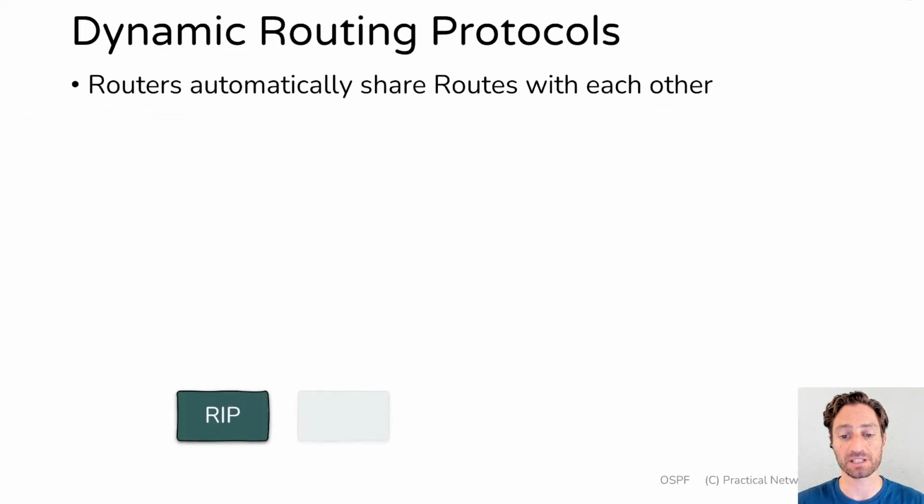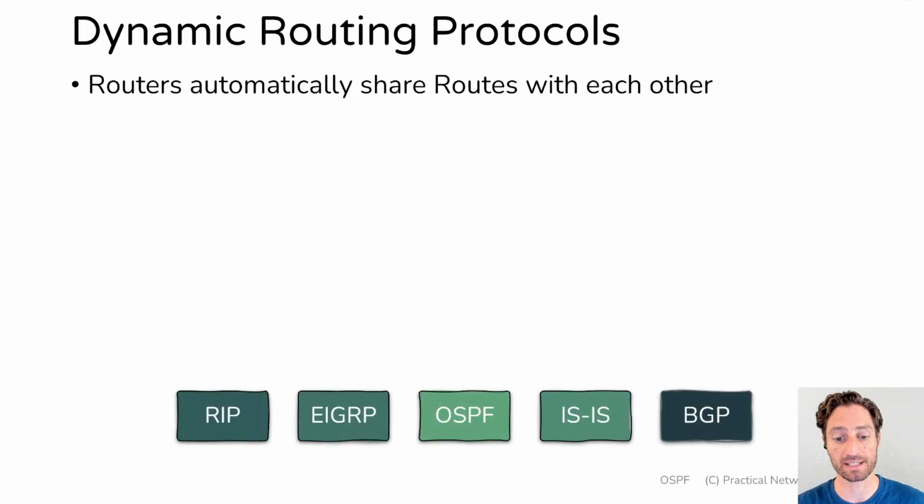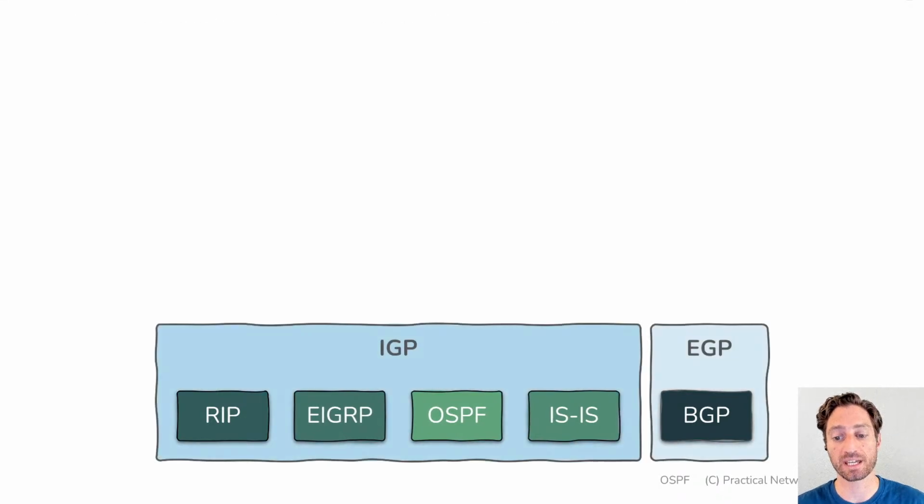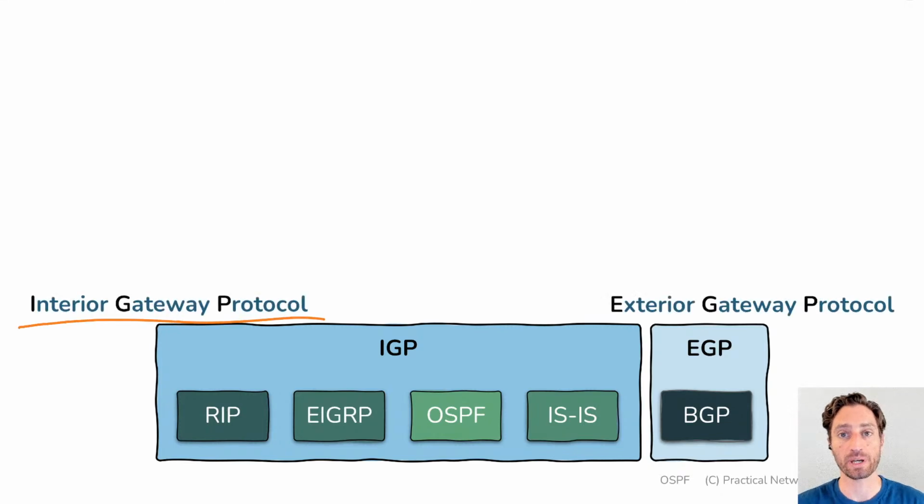With that said, let's talk about the different dynamic routing protocols that exist. So the main ones out there: RIP, EIGRP, OSPF, ISIS, and BGP. Now each of these can be categorized into different groups, and we're going to start by looking at the 2 sets of groups that they can be categorized within. So the first set of groups are IGPs and EGPs. So an IGP stands for an interior gateway protocol, whereas an EGP stands for an exterior gateway protocol. And these essentially differ in what they are best suited for.